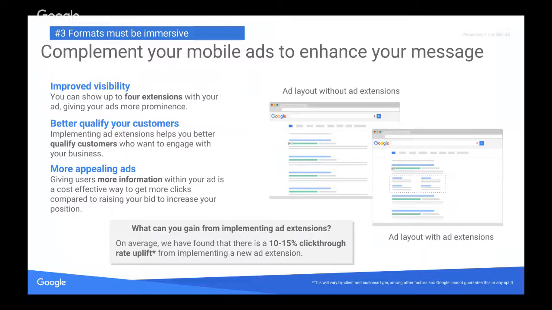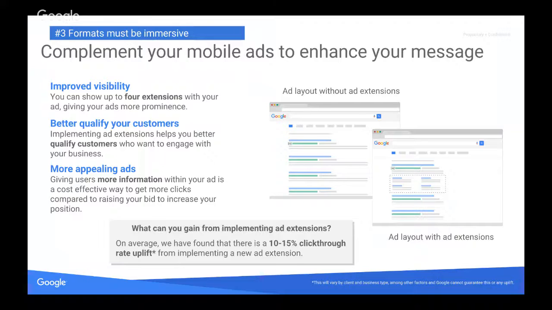Moving on to the third point regarding formats. Including an ad extension to complement your mobile ads is very good because it provides your users with additional information and allows your users to take action directly. And also, it is proven that a new extension implementation will result in a 10 to 15% increase in click-through rate. This has been mentioned over and over again in various webinars, and it is highly preached, or highly recommended throughout Google itself. We want our advertisers to know how important this is.